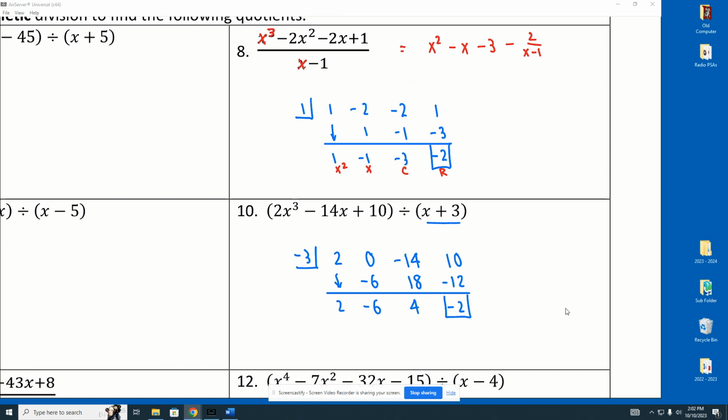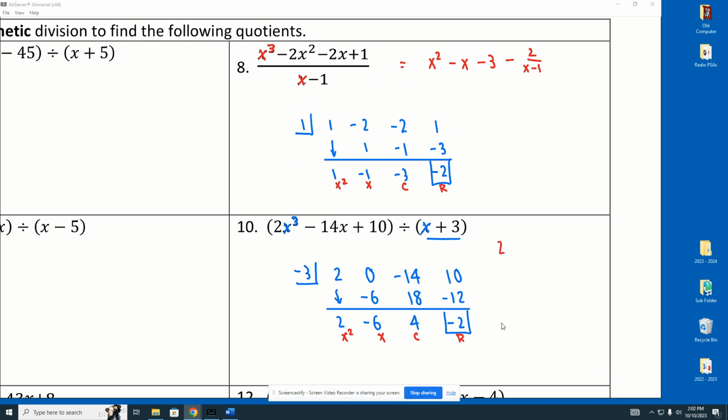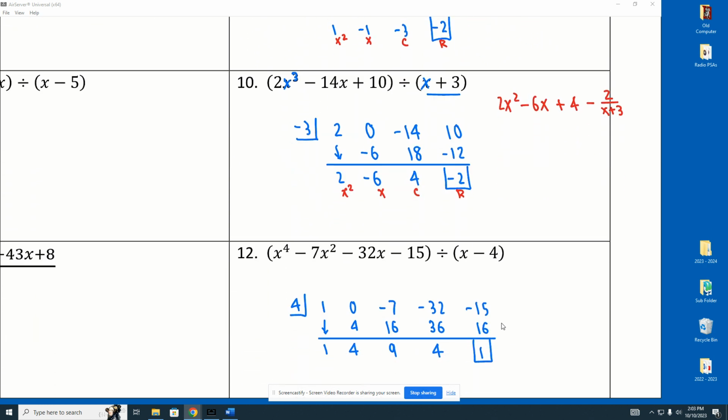So the last thing I'm going to do, and this problem is done, is I'm going to assign my variables. Look, x cubed is being divided by x. Well, that's naturally going to drop down to x squared. Then we have x. Then we have constant and remainder. Listen, if your remainder is not the last thing, you've made a mistake with your variables. It's got to work its way down, constant, then remainder. So this answer, the way it's written, would simply be 2x squared minus 6x plus 4 minus 2 over x plus 3. Okay?